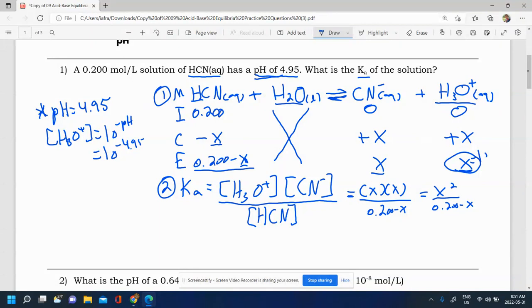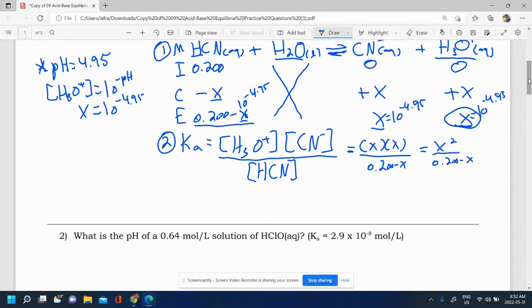This is 10 to the negative 4.95. And this over here is 0.200 minus 10 to the negative 4.95. So this is our X value based on what was given to us in the question. So now all we have to do is plug everything in and solve for Ka. So Ka is equal to 10 to the power of negative 4.95 squared over 0.200 minus 10 to the power of negative 4.95.